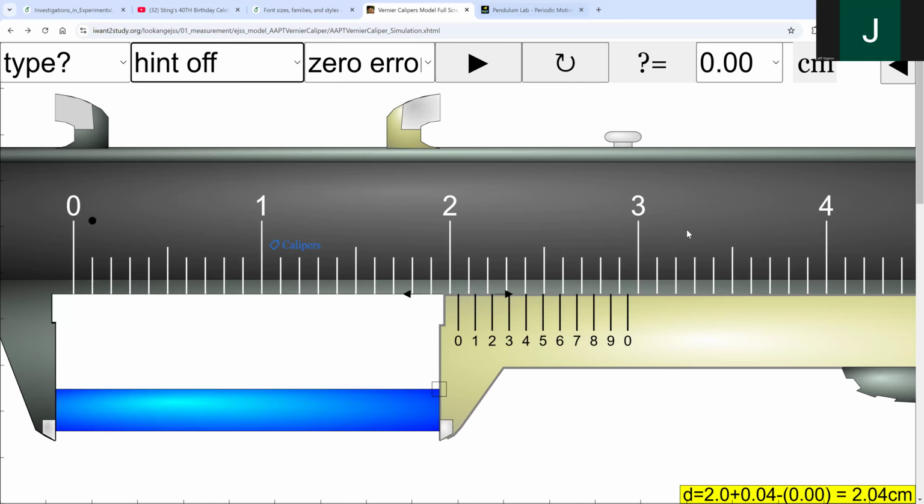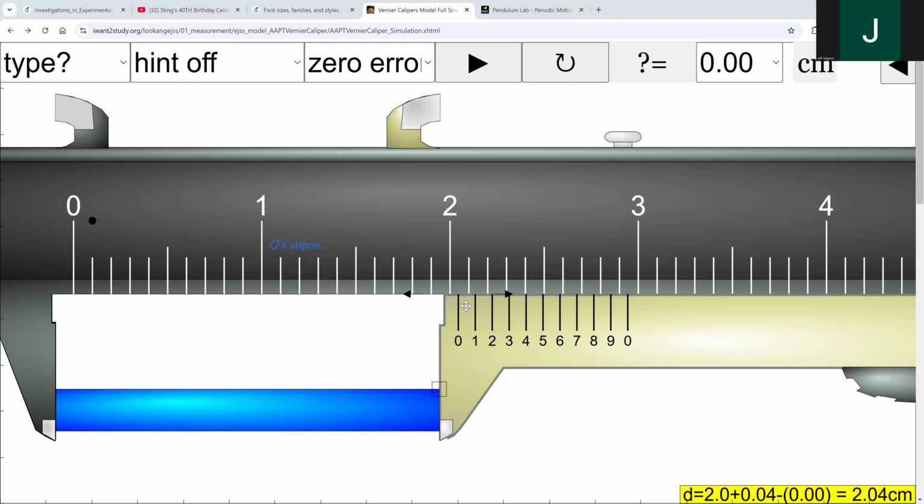Okay, let's try one last one. Let's say this is the length that you want to measure. So in this case, see how the 0 is just past the 2? So actually you'd read that as 2.0 something. It looks like it's just about halfway, maybe 3, 4, 5, somewhere in there.